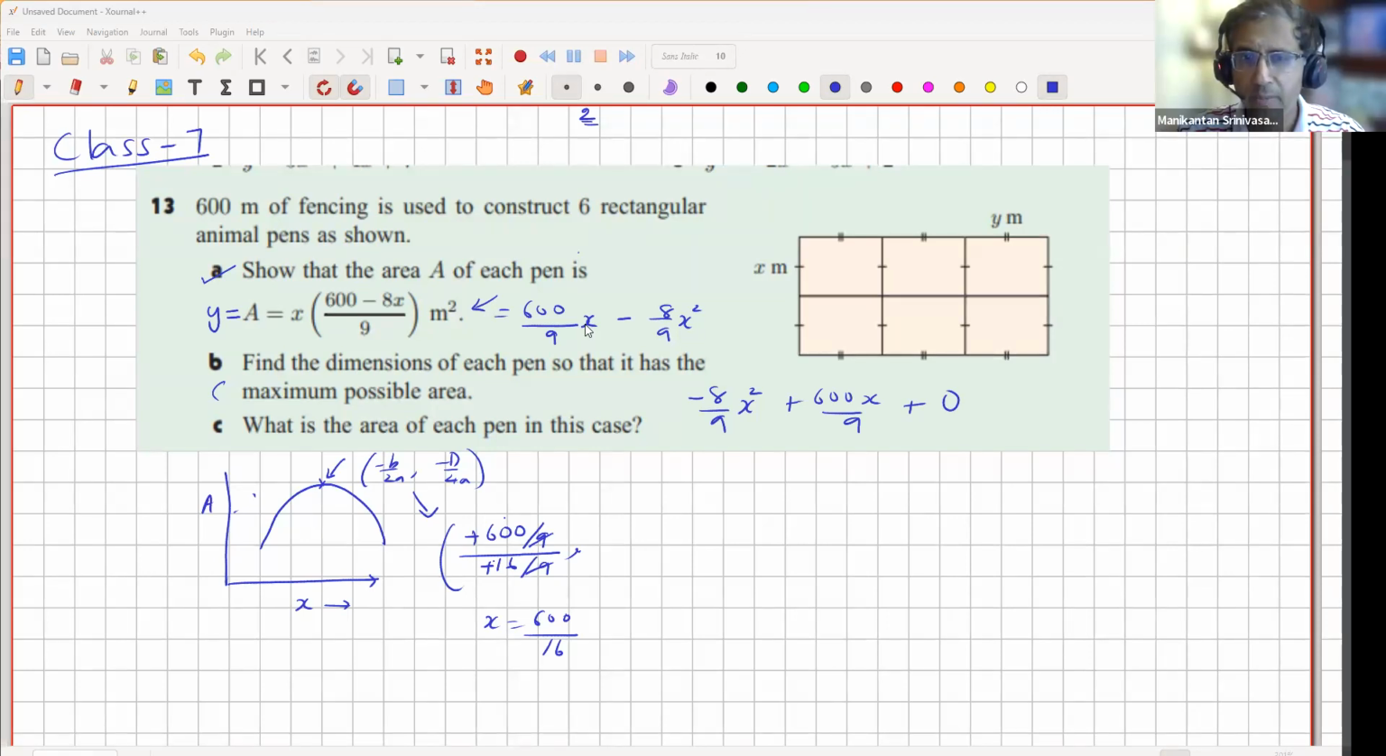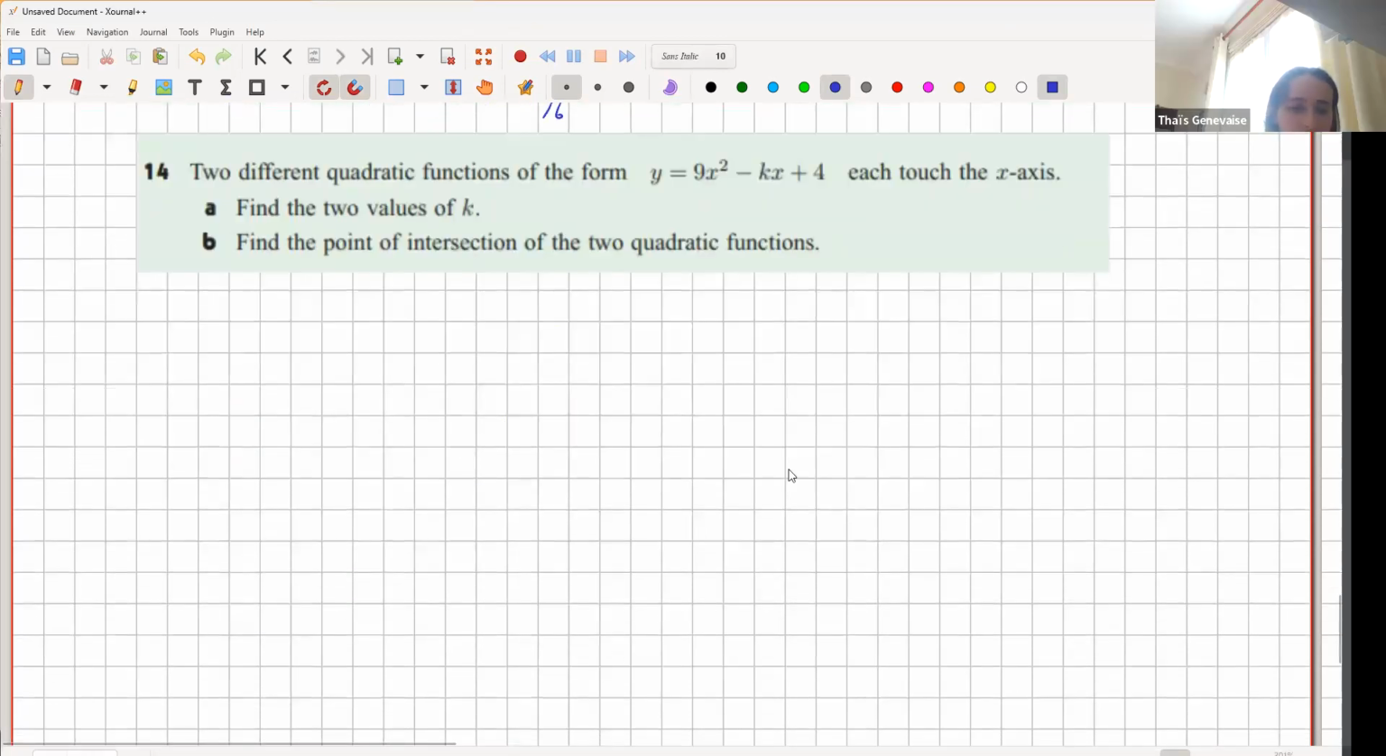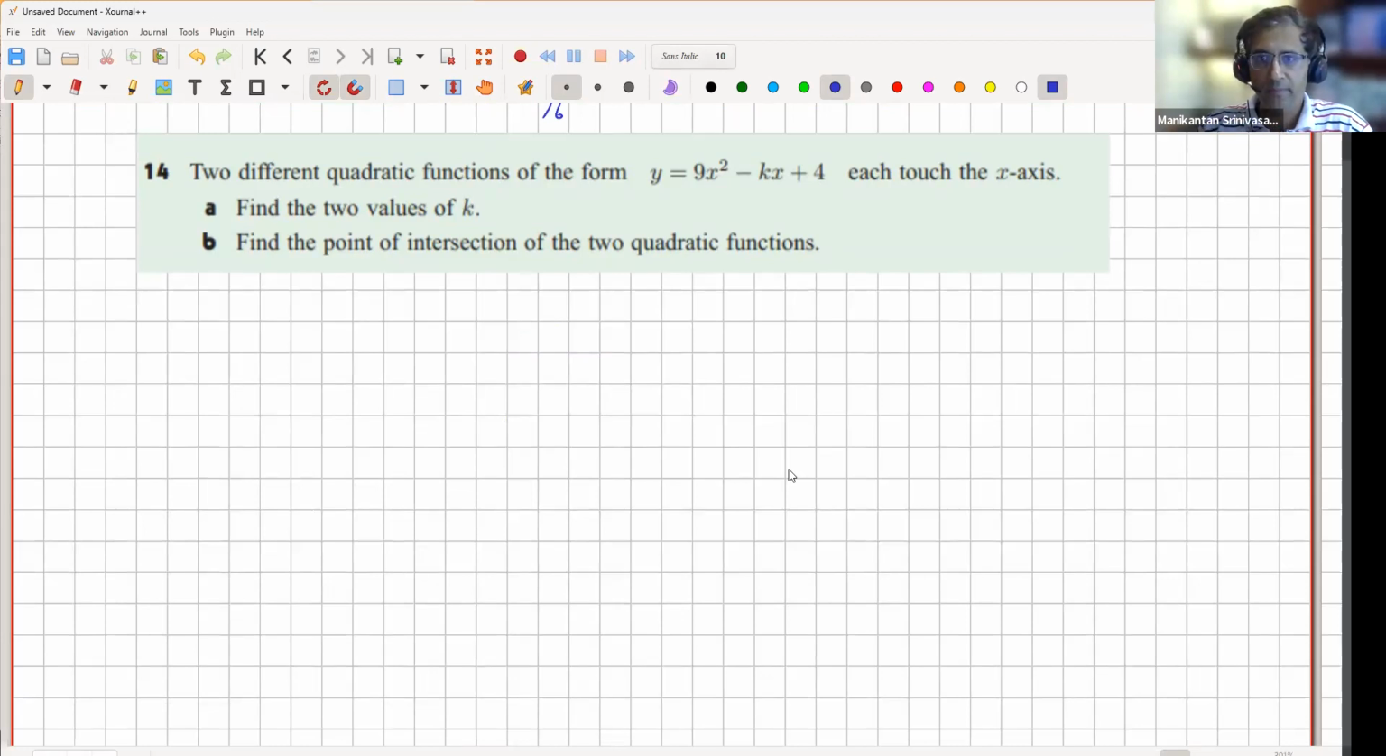Two different quadratic equations, that one? Yeah, I think it was that one. So it is the same 1B that she was also asking about, right? Can you tell me how the question starts? Two different quadratic equations. Is this the one? Yeah. Okay, all right, let's read this. Two different quadratic equations of the form, blah, blah, blah, touch the x-axis. Find the 2 values of k.